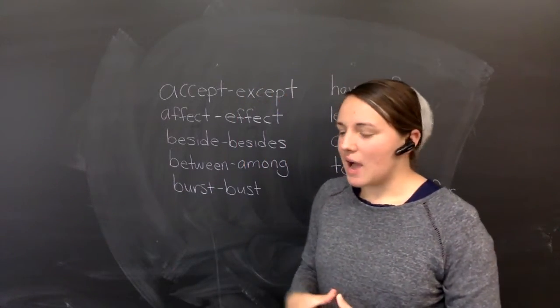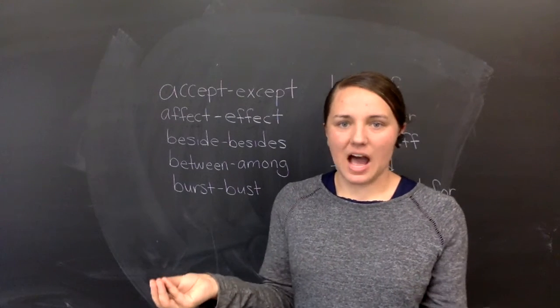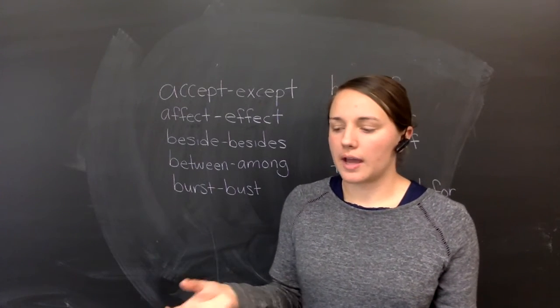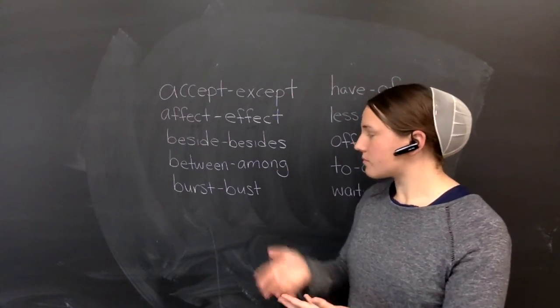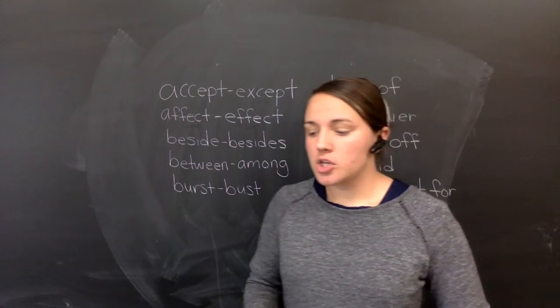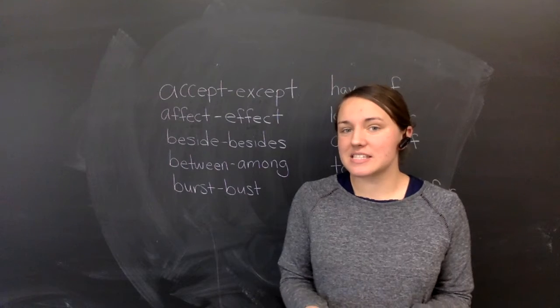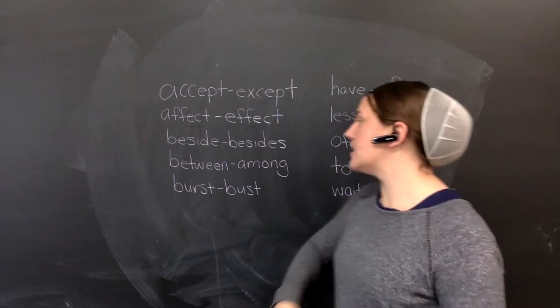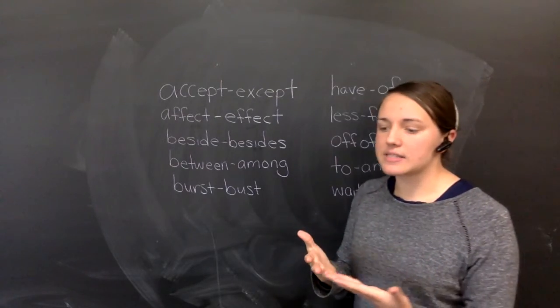Okay? Now we have beside and besides. Beside means by the side of or next to. Okay? We could say I sat beside her at school. Besides means in addition to. So if we say Jack has several books besides this one, it means in addition to this book, he has more books. That's for the word besides.